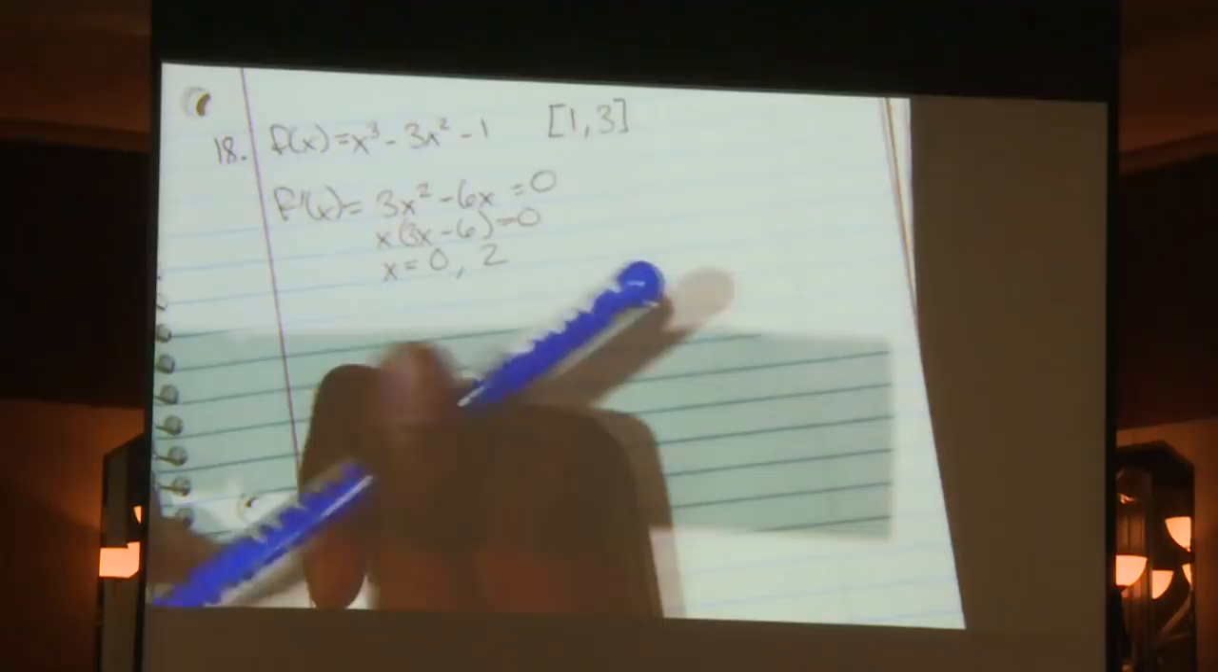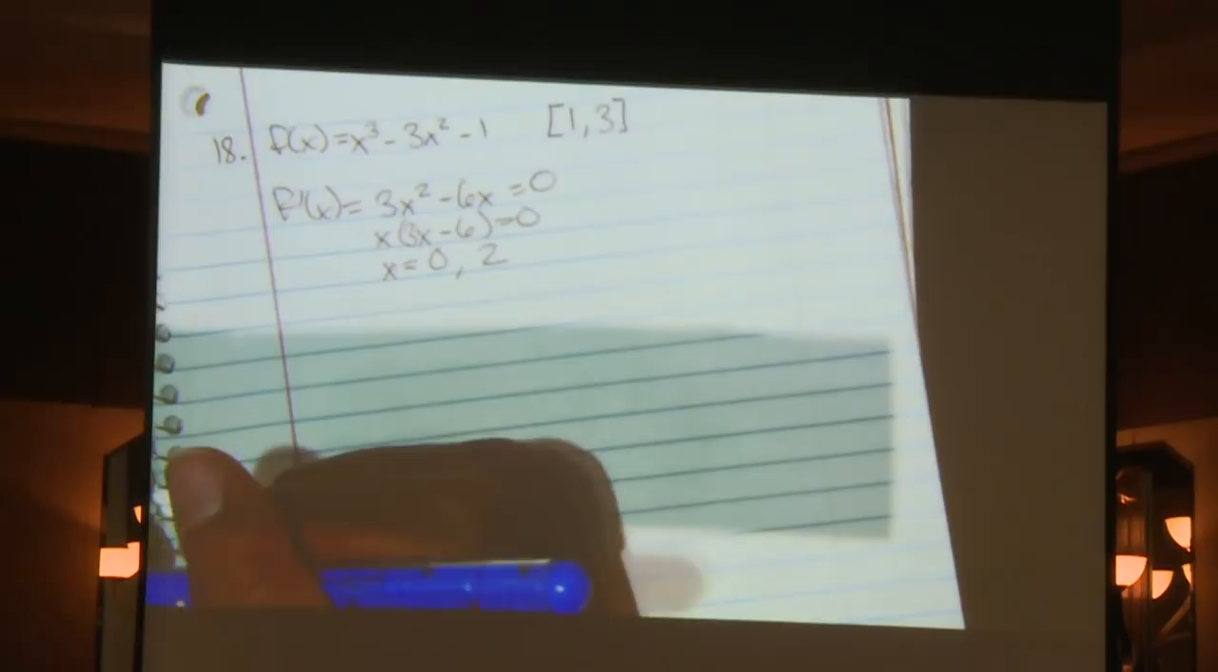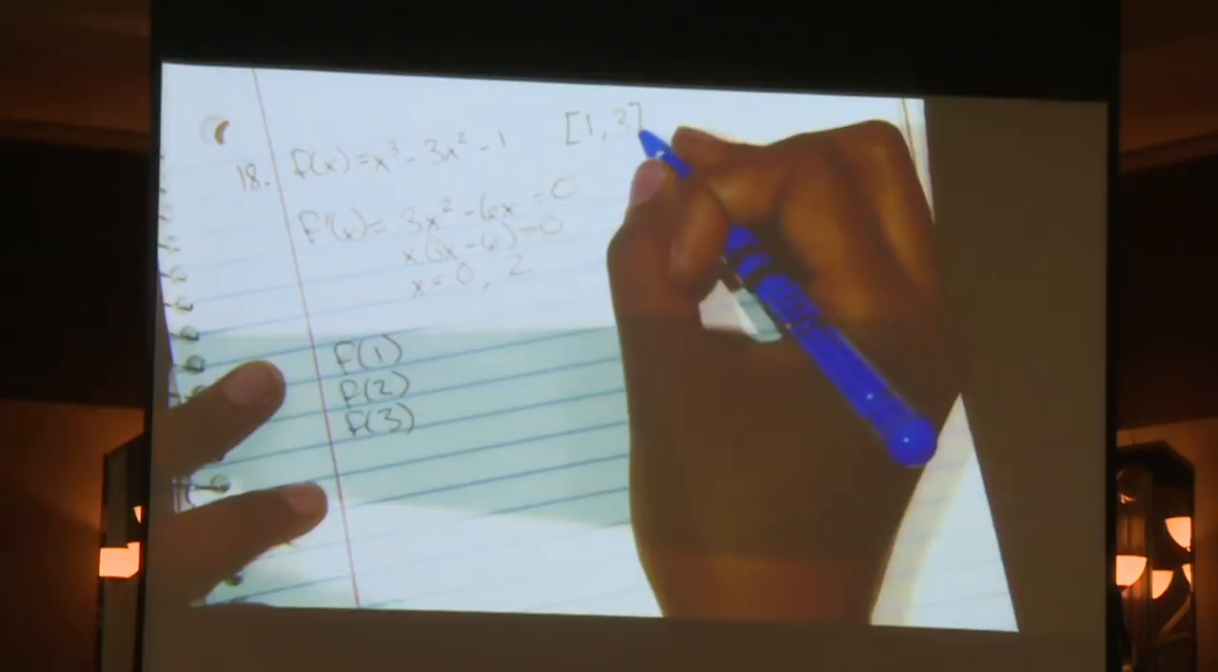Now, I can't use x equals 0 to find my absolute max or min. Why? I'm sorry? Awesome. So it's not in that interval. If you get a critical point that isn't in that interval, you can't use it, because that's not what it's asking you. Cool? So my points that I'm going to use are f of 1, f of 2, and f of 3. 1 and 3 from my endpoints, and 2 from my critical point.